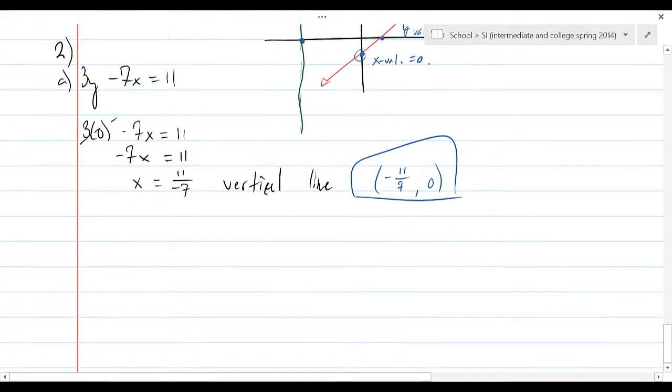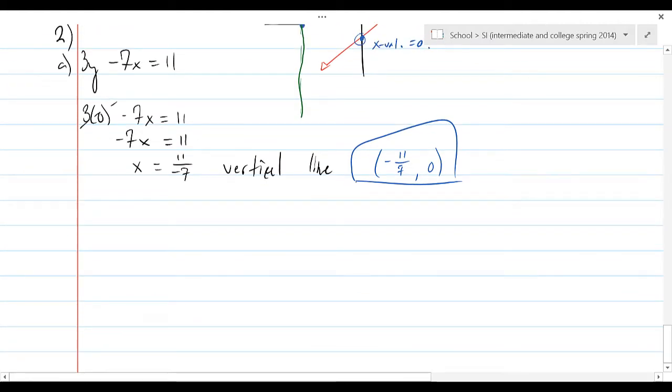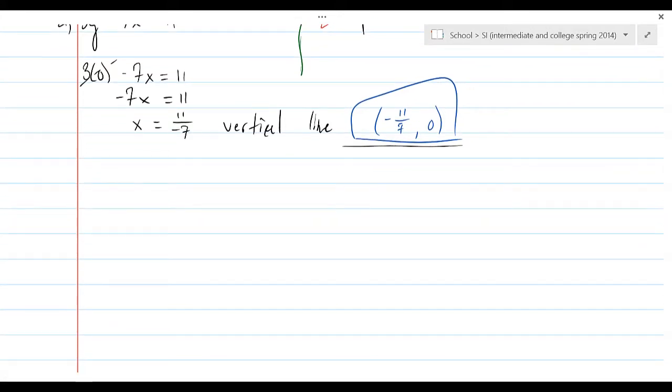Let's go ahead and try, well, no, I almost jumped the gun. We've only found the x-intercept. Now let's find the y-intercept.